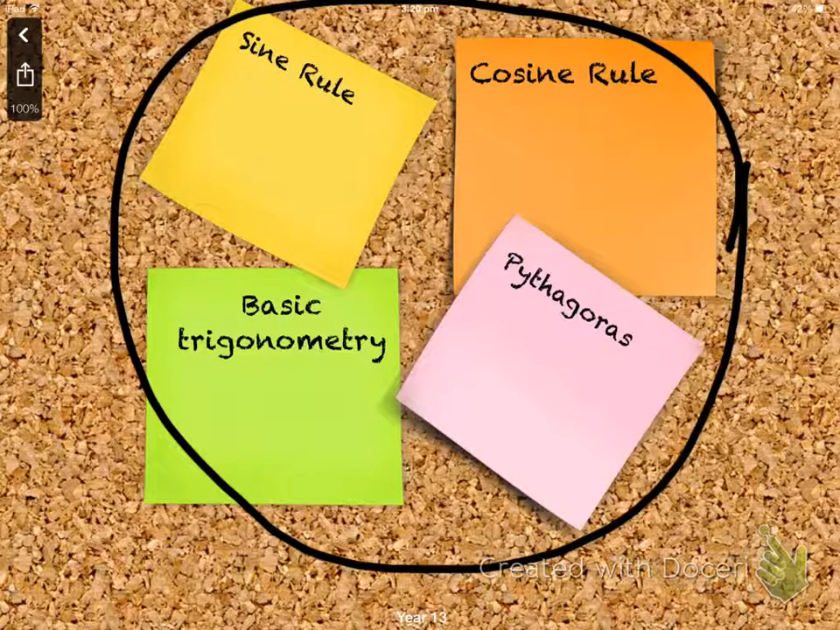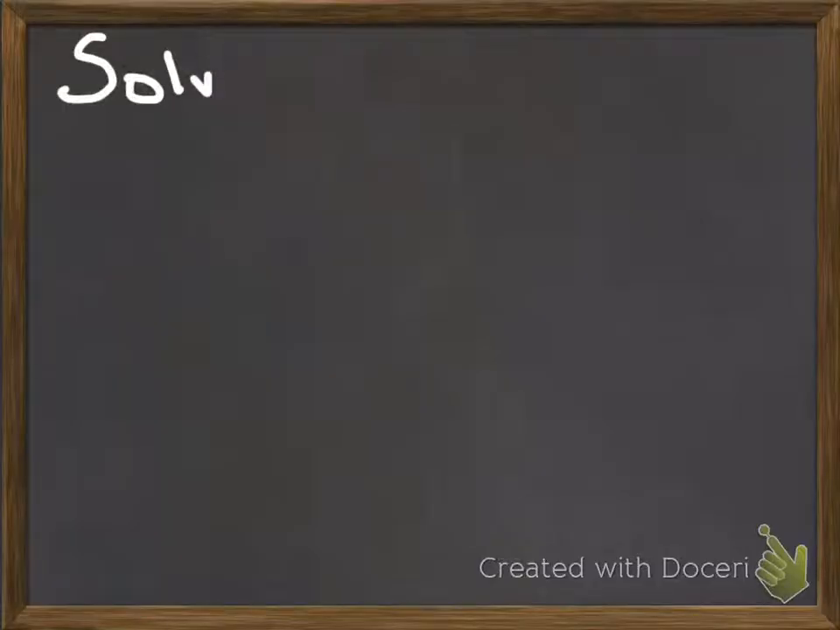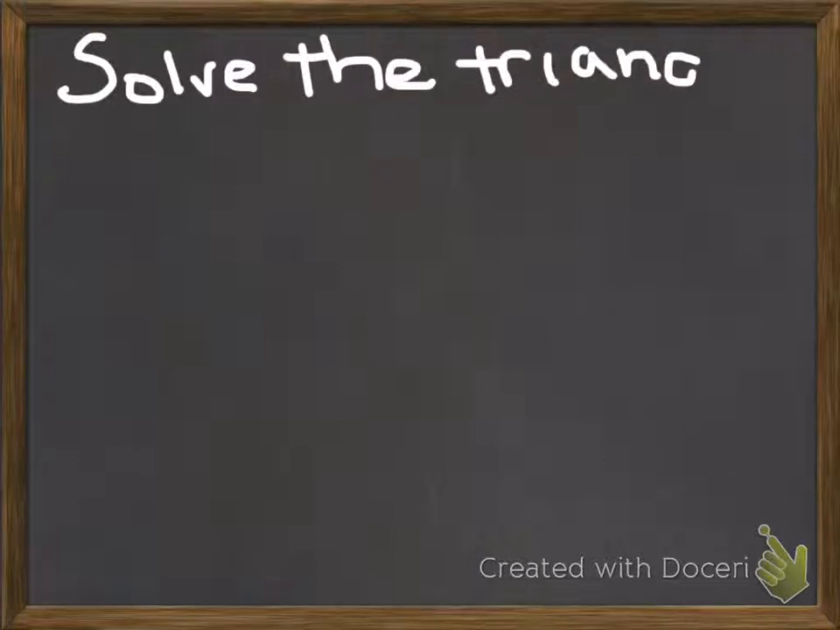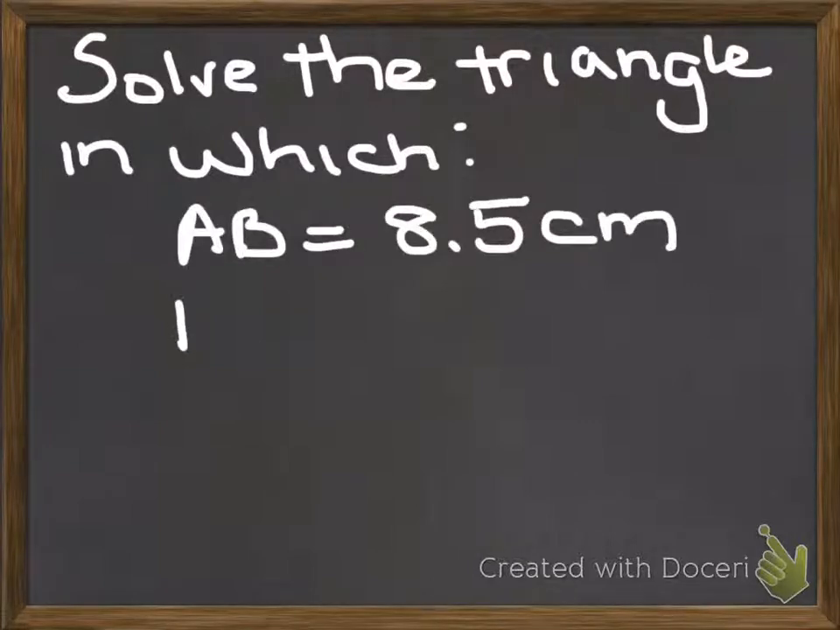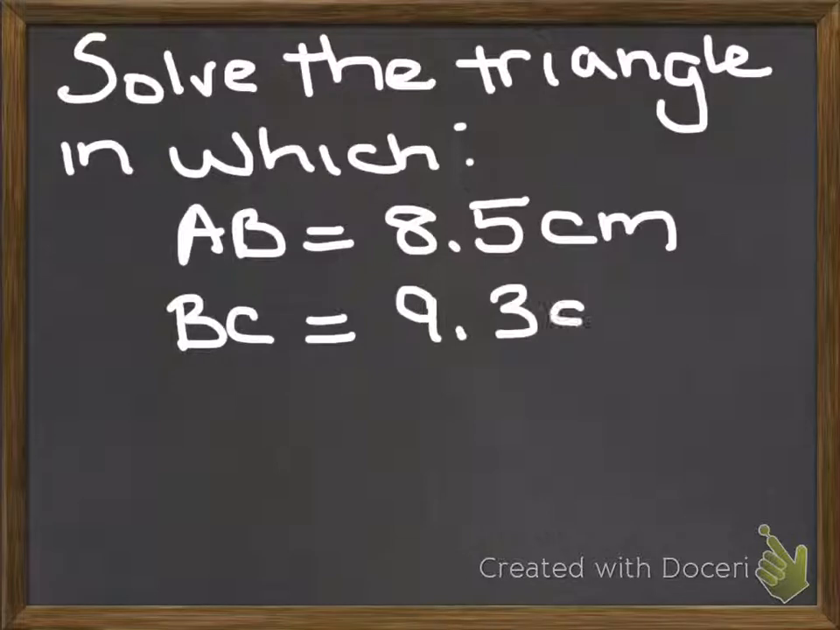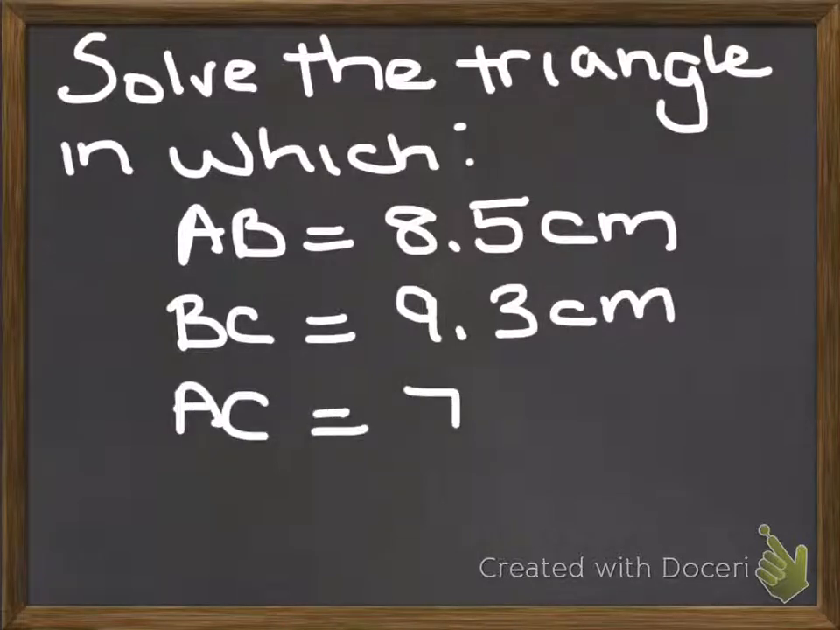Sometimes we might have to use all of these to answer one question, and you just need to work through them step by step. We're going to do an example for you. We're going to solve the triangle with the given sides. Here AB is equal to 8.5 centimeters, BC is equal to 9.3 centimeters, and AC is equal to 7.5 centimeters.